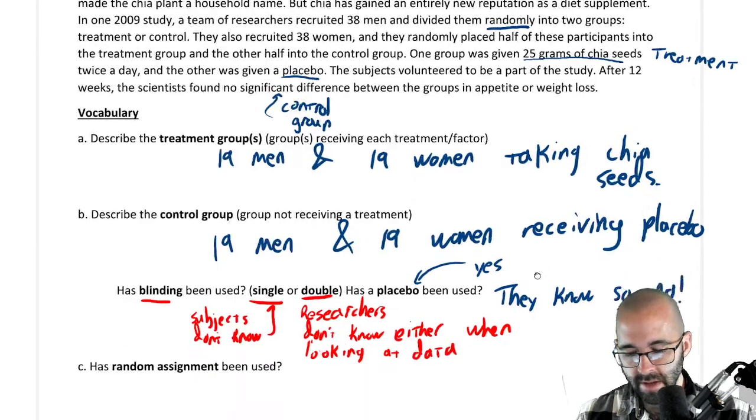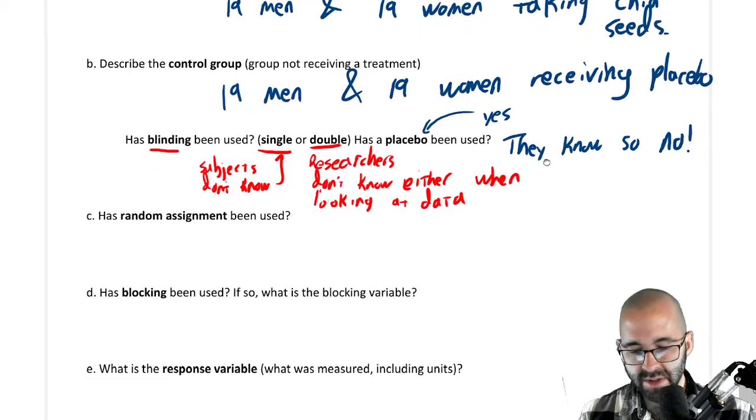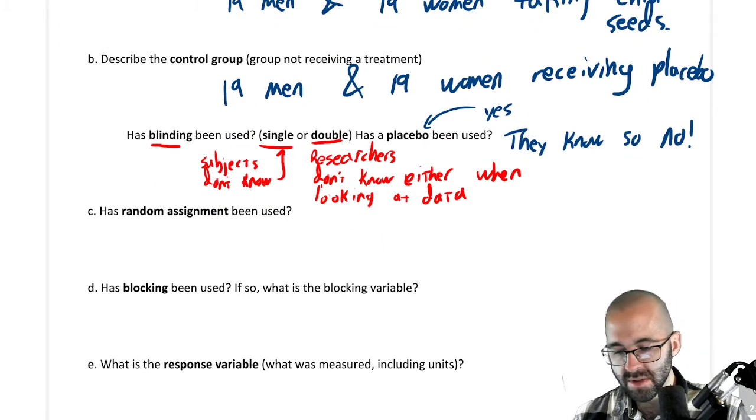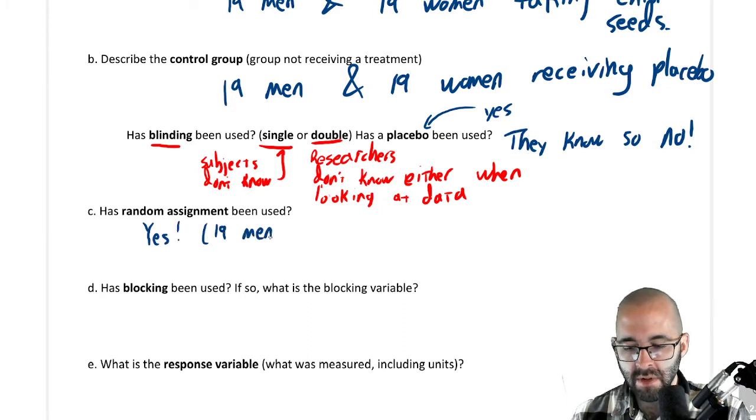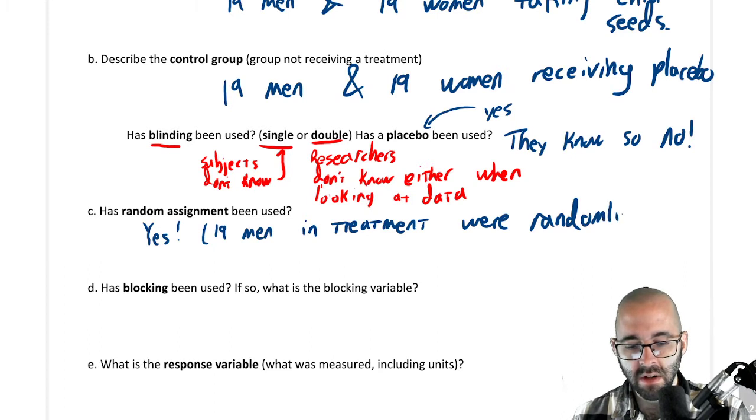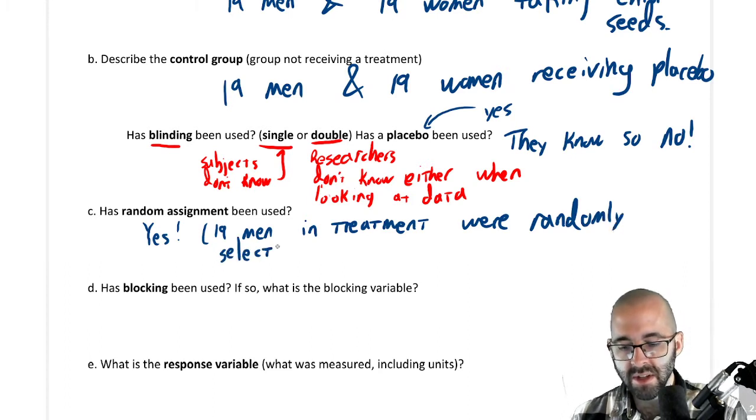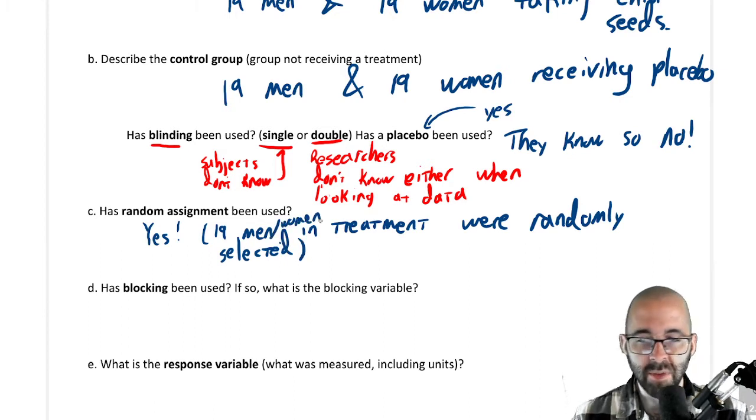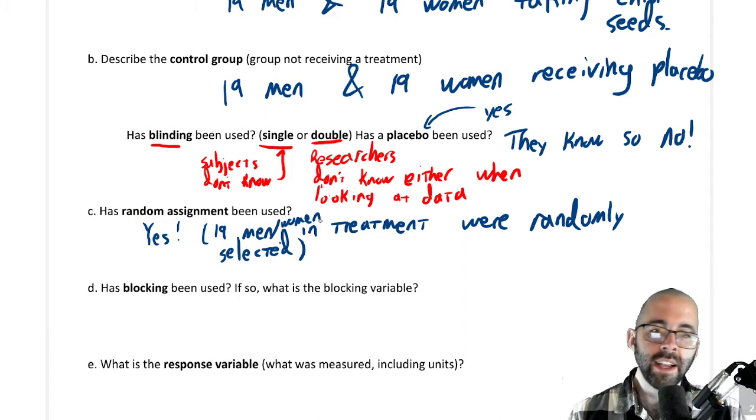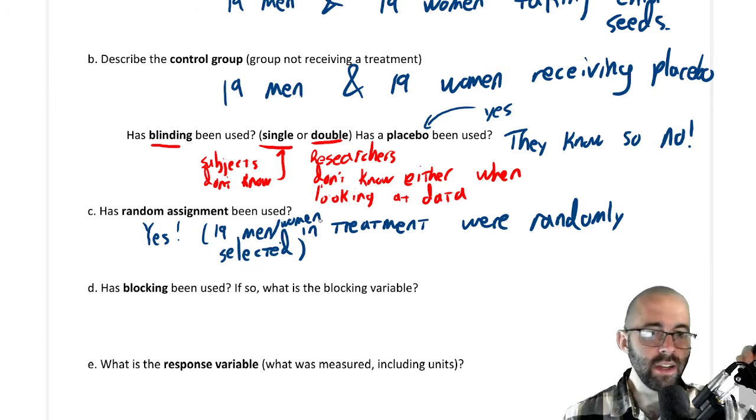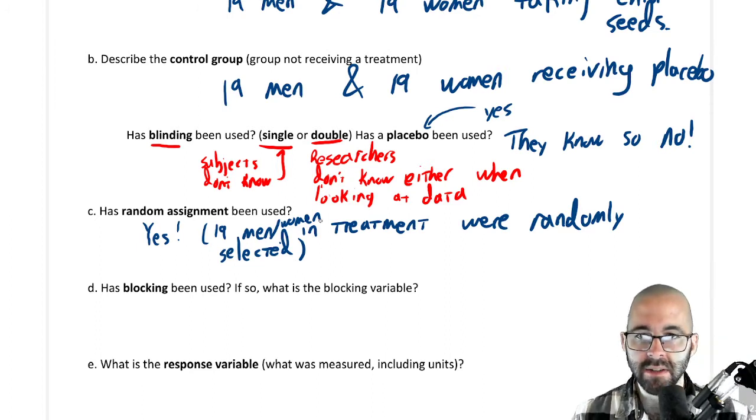All right. Has random assignment been used? Yes, they were randomly assigned to these groups. That is very important. Right, the 19 men in treatment were randomly selected. That's very important. And same with the 19 women. All right. And again, we don't want to sort people into the treatment and the control groups. They have to be randomly put into each group so that we don't get any patterns.